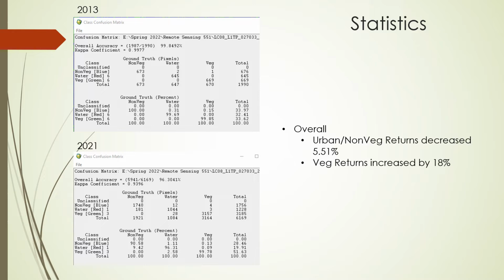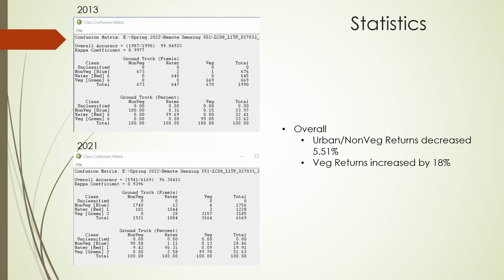Comparing that to 2021, you see 28% non-vegetation, which is a decrease. And so filling in the dirt that we saw in the northwest and southwest as fields and farms boosts the vegetation percentage up, as we see here, 51 compared to 33, by 18%, but also lowering the urban and non-vegetation returns by 5.5%. And then the differences in between them can be pointed to the differences in water classification.